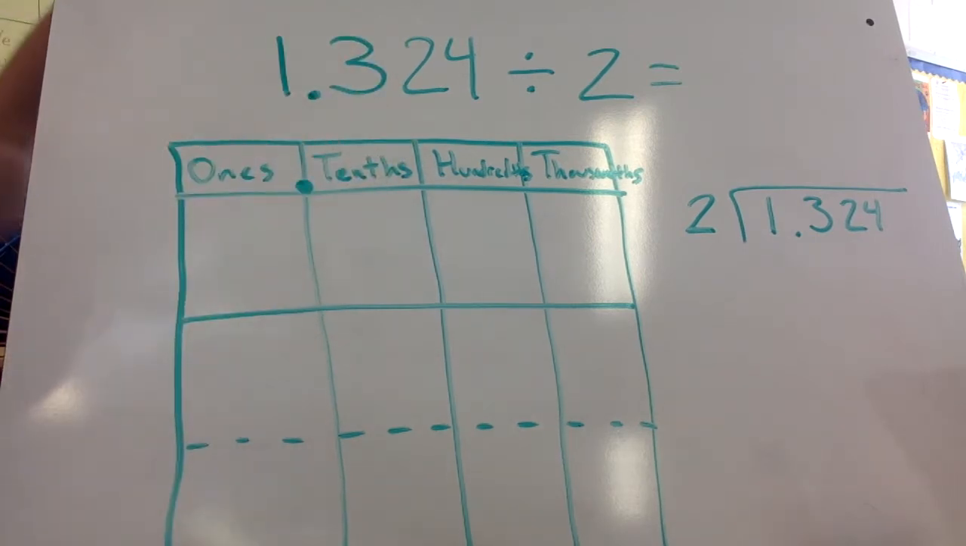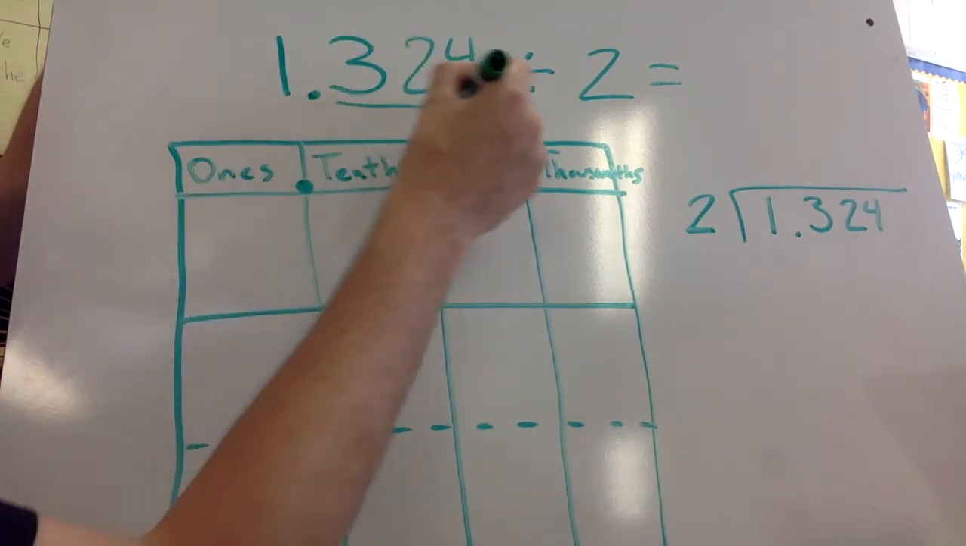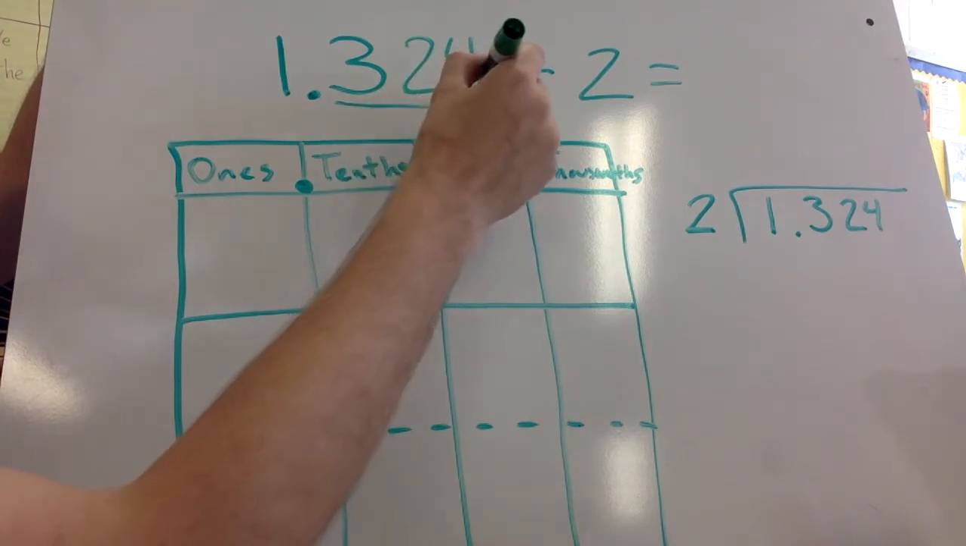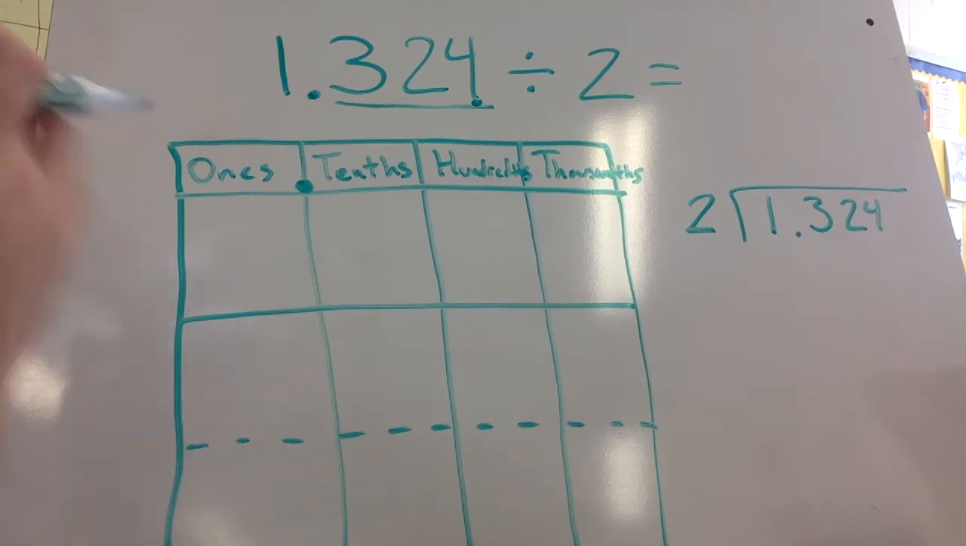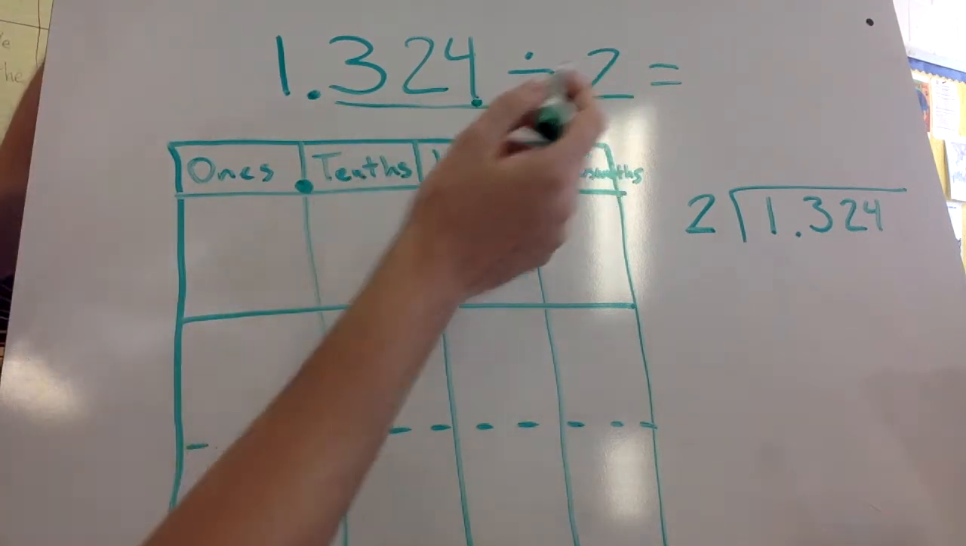We've got 1 and 324 thousandths, because this is the thousandths place. That's how I know what to call that number. That's our unit. It's the last number you get to behind the decimal. That would be our unit, so it's thousandths. And we're dividing it by 2.